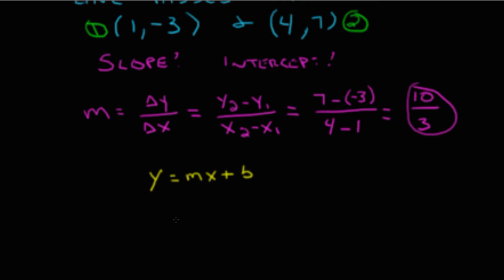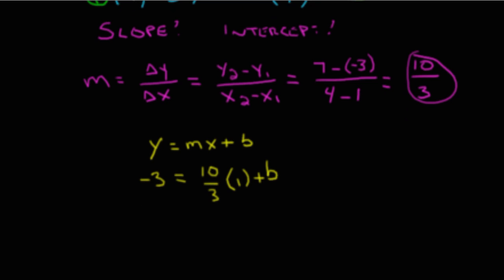So for no particular reason, I'll pick point 1 here to evaluate. So I'll say negative 3, because that's our y, equals 10 thirds, that's our slope, times x, which is 1, plus b. So 10 thirds times 1 is 10 thirds. So that's easy enough. Negative 3 equals 10 thirds plus b.